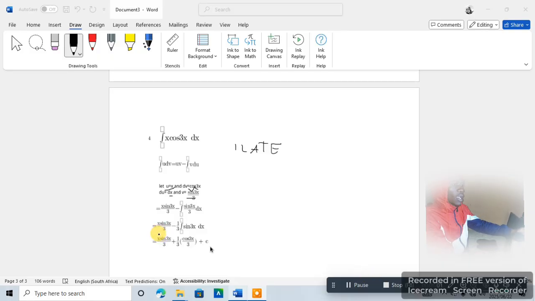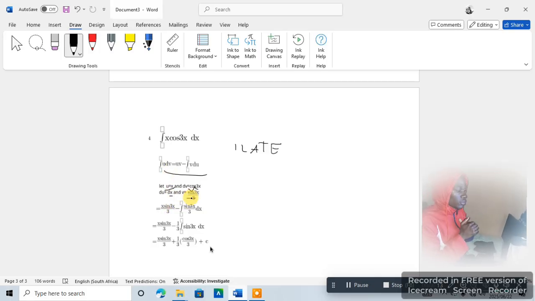So let's carry on, guys. Now we will be following this formula. You can see where there is u, we're going to put x. Where there is v, we see that v is equal to sine 3x over 3. Then minus, from the formula, the integral of v, which is sine 3x over 3. Then du is equal to dx.